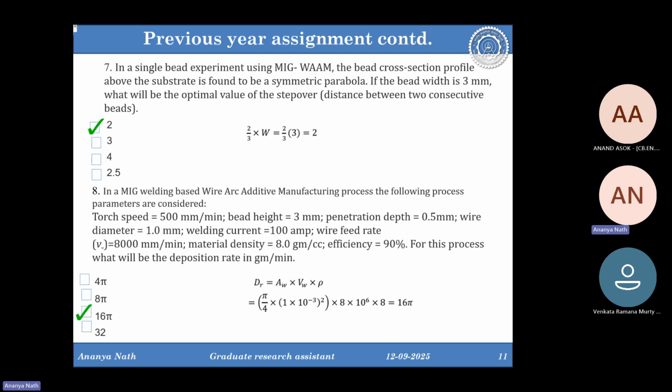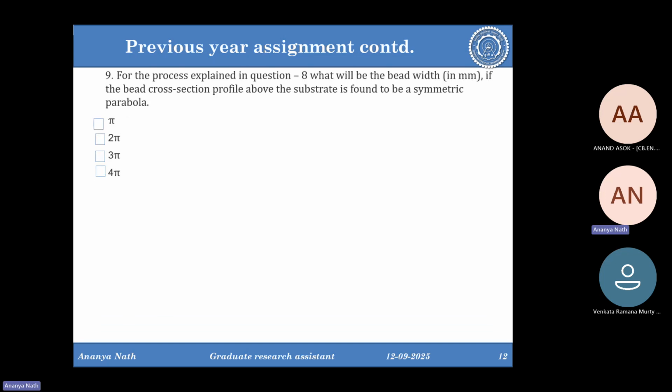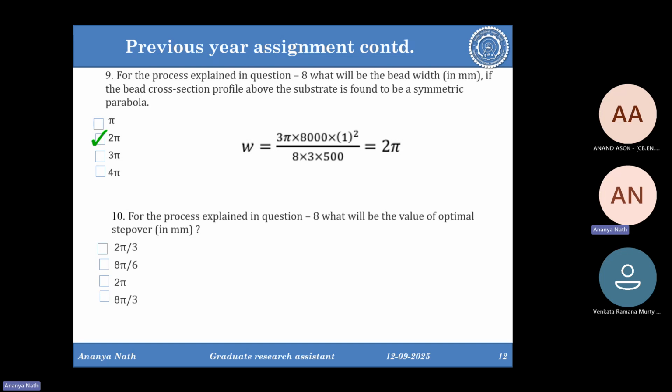And I always upload the PPT in the given Google Drive, so you can always find the solution and the problems. For the process explained in equation 8, what will be the bead width if the bead cross section profile above the substrate is found to be symmetric? So the same question with the same formula, it's the 2 pi. You can find the formula from the previous year question that I already solved.